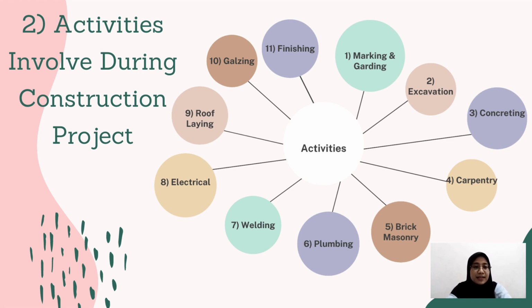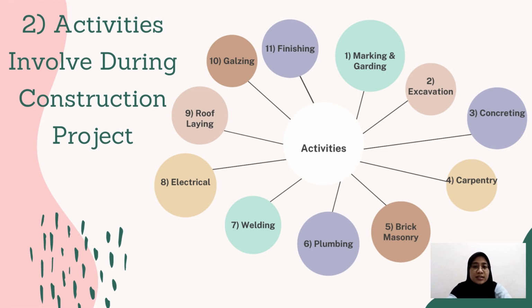Sixth, plumbing. Plumbing activities include installing pipes and fixtures to keep potable water flowing in and wastewater flowing out. Seventh, welding. An important activity in construction that is used to bond metal, especially for structural purposes. There are different types of welding that can be used for different types of metal and different conditions. The eighth is electricity.